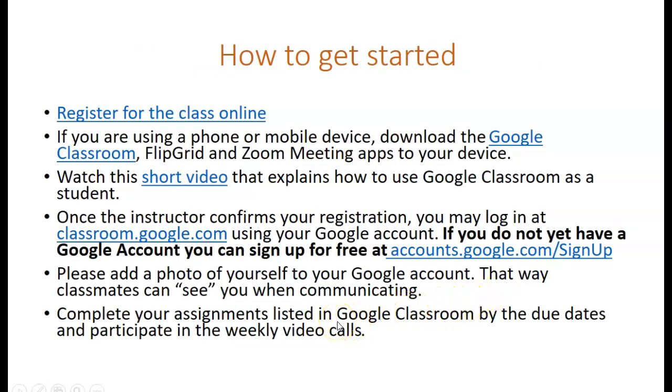Finally, how do you get started? To register for this course, you need to click on the link provided in the document that has been sent to you. You need to download Google Classroom onto your computer or mobile device. You may want to watch a short video on how to use Google Classroom. Once the instructor confirms your registration, you may log into the classroom and begin to review the content.